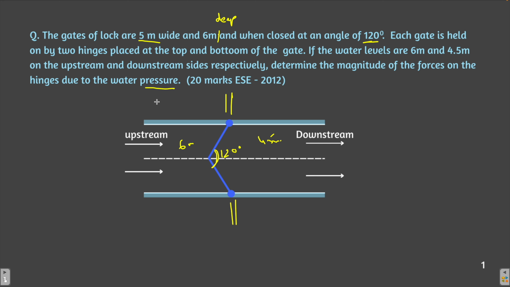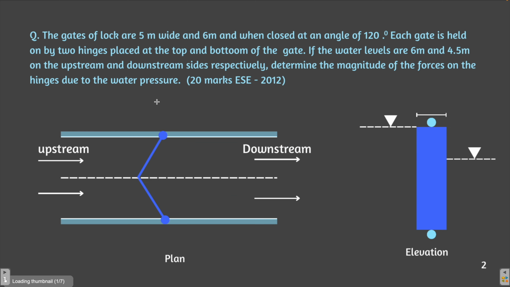Before solving this question, let me explain the figure. So this is the figure. This angle is 120 degree. This is the plan view. Plan view means you are looking at the figure from the top.